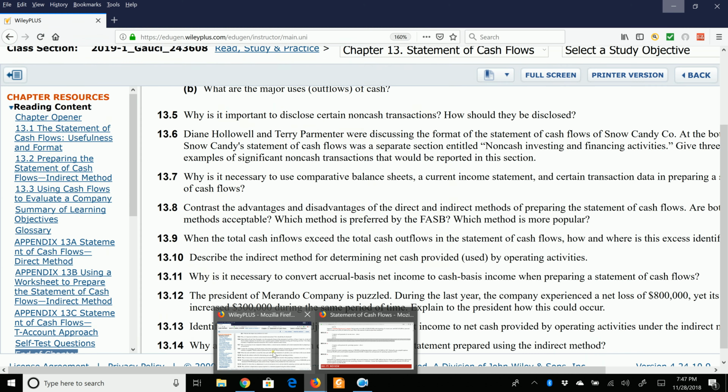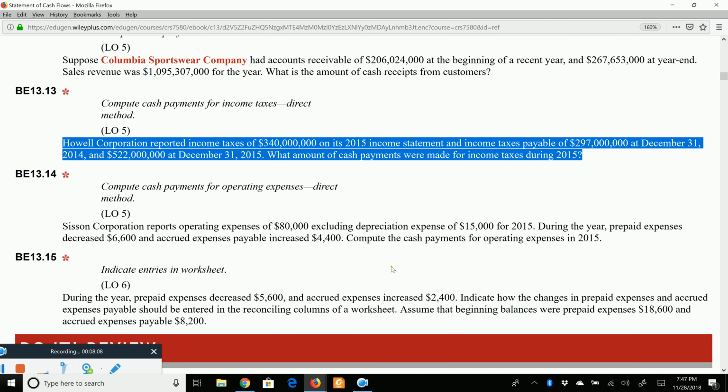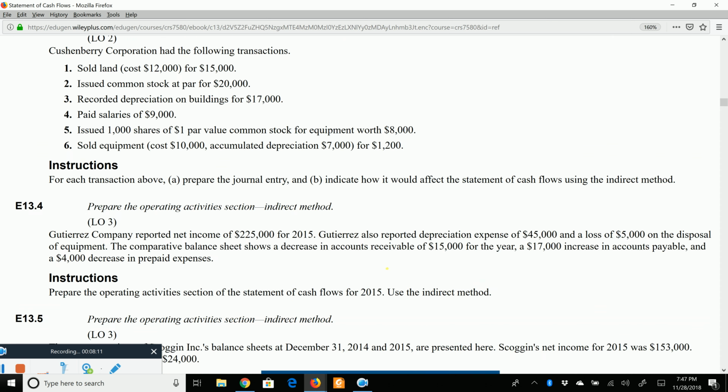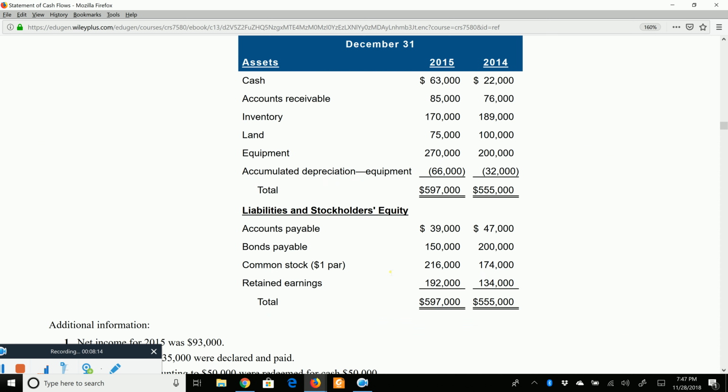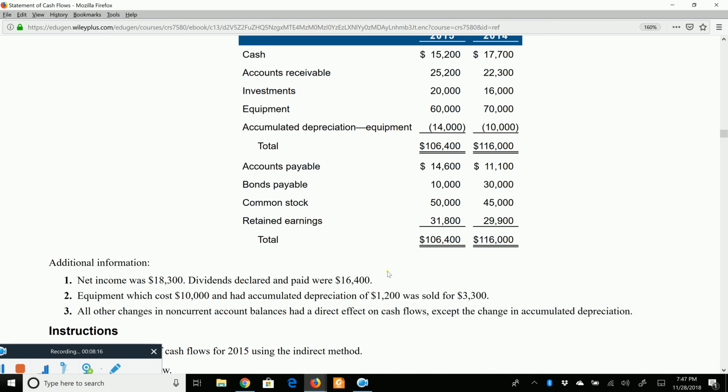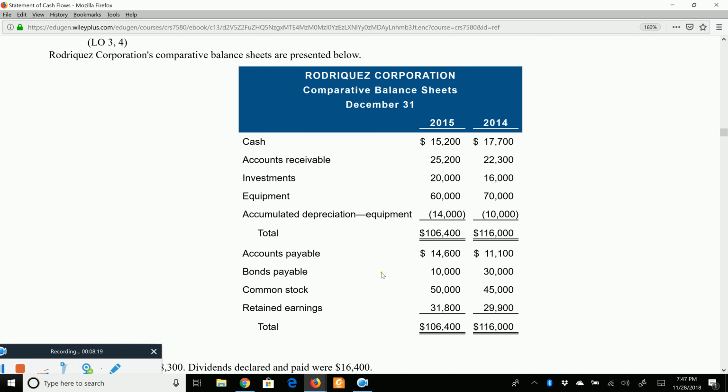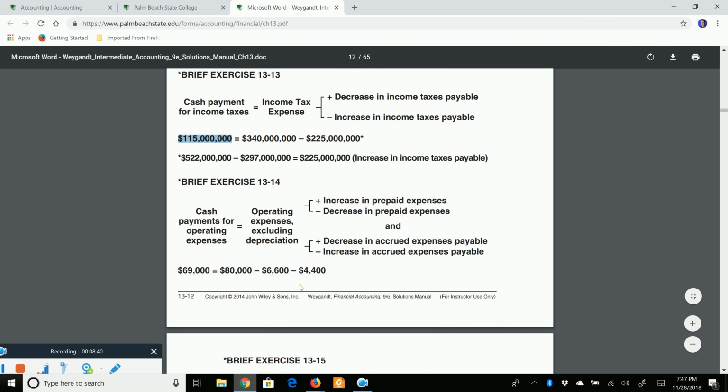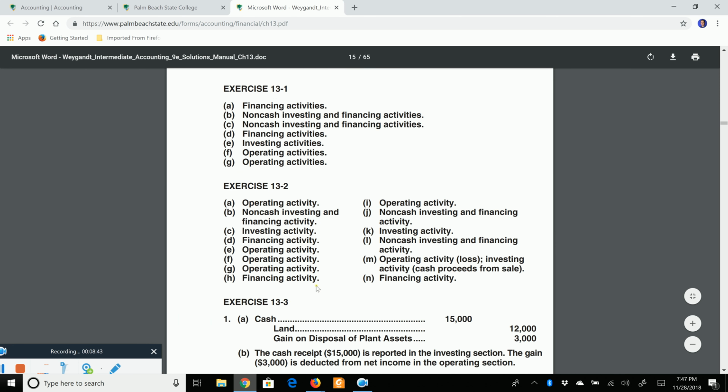Moving on to exercise 13-9. Exercise 13-9 is, in my opinion, the best homework problem in this chapter, because here what we're going to do is we're going to go through a full-blown cash flow statement. We're going to create all of it, the operating, the investing, and the financing sections. And so the result we're going to see a full-blown cash flow statement. Let me show it to you and put it on the screen.